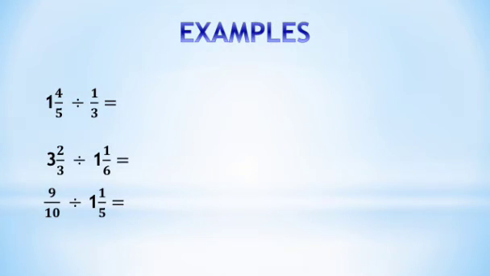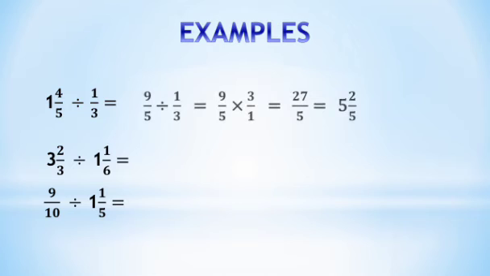So our first example is where 4 upon 5 is a mixed fraction. So we will change it into improper fraction, which becomes 9 upon 5. Again, we will reciprocal our second fraction. 1 upon 3 will become 3 upon 1. After multiplying numerators together, we will get 27. And after multiplying denominators together, we will get 5. The answer we get is 27 upon 5, which is then changed to 2 upon 5.